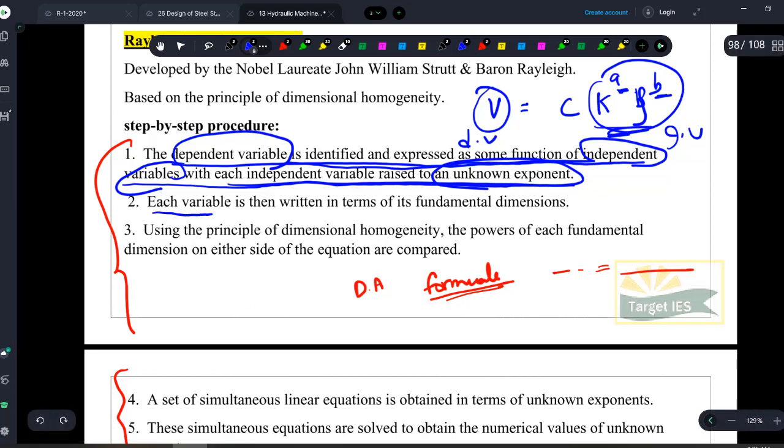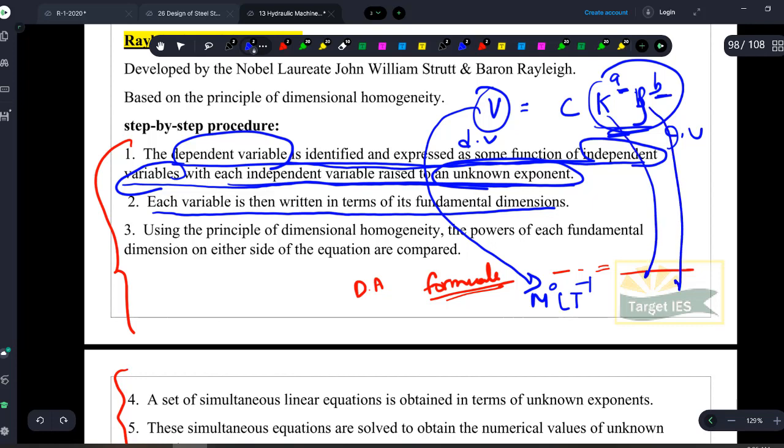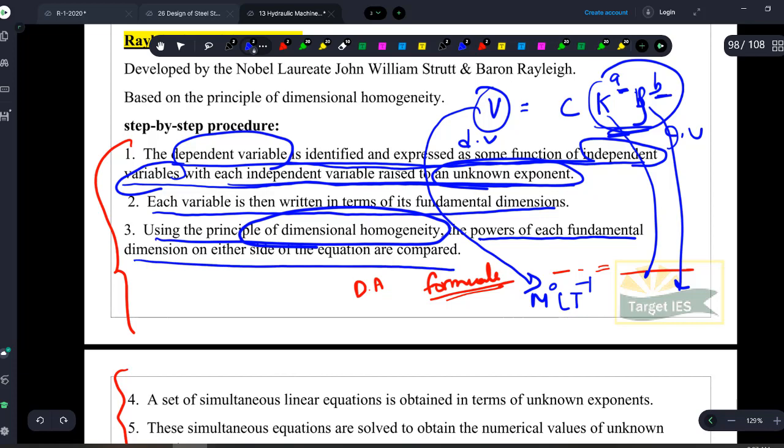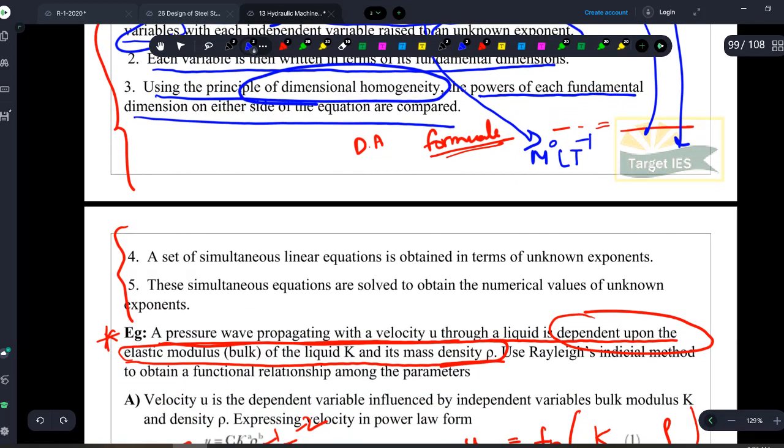Second step, each variable is then written in terms of fundamental dimensions. What I have done next is I have written it as M to the power of 0, L, T to the power of minus 1, and similarly for k, similarly for rho. I hope it is very clear. Then using the principle of dimensional homogeneity. What is dimensional homogeneity? The dimensions on the left hand side should be equal to the dimensions on the right hand side. So the powers of each fundamental dimension on each side we have compared, and from that we got our values of a, b, right?